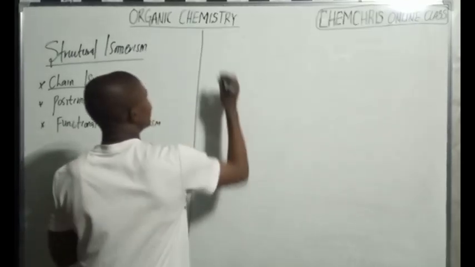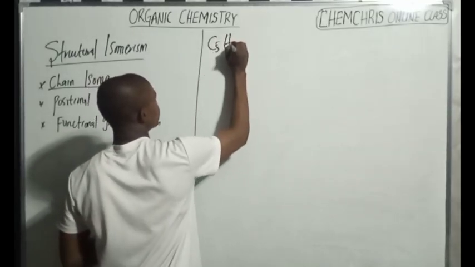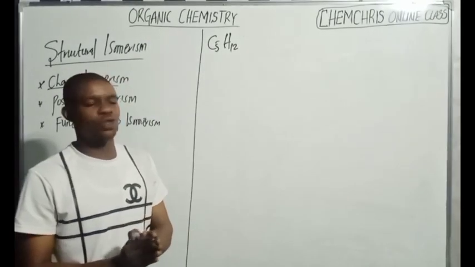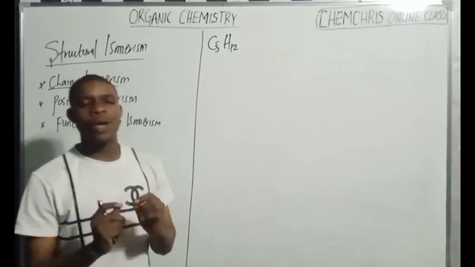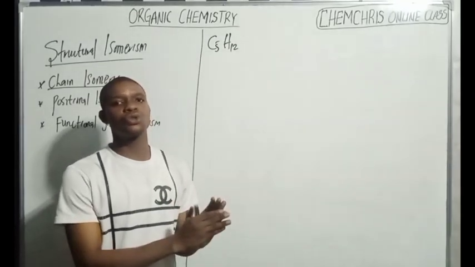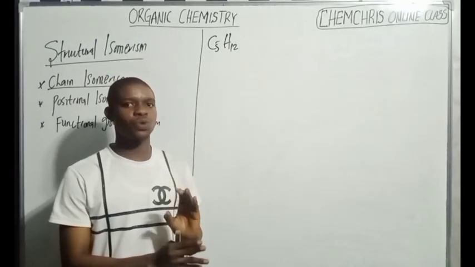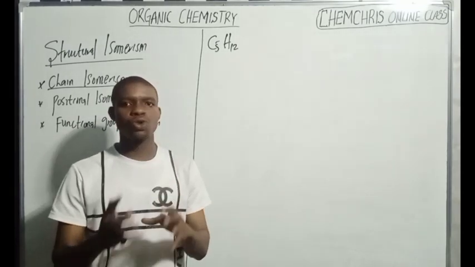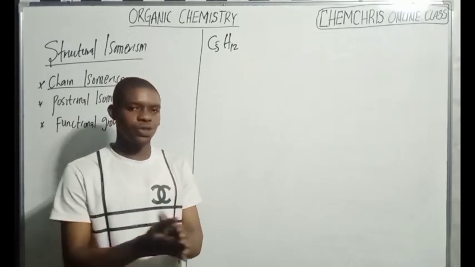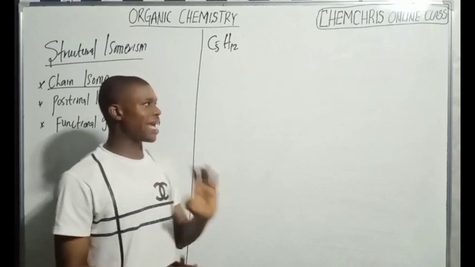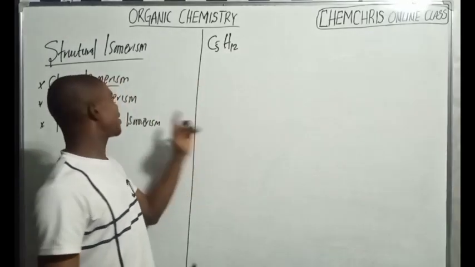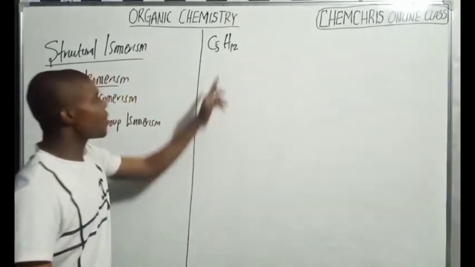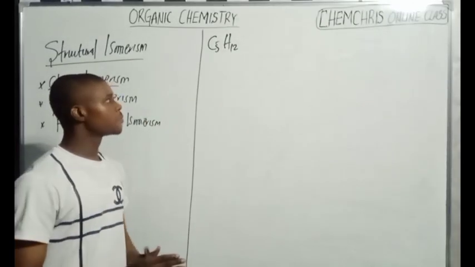Now let's take C5H12. How many isomers will this possibly have? Although we have a simple formula we can use to detect the number of isomers in alkanes, I want you to know how to get it yourself without using the formula. By the end of this chain isomerism, I'm going to teach you how to do that. So here we have C5H12.